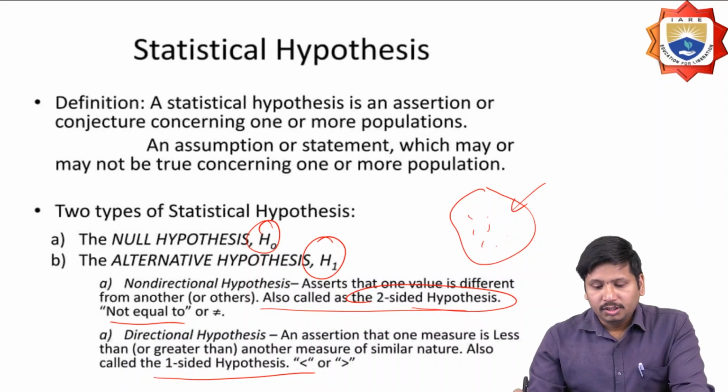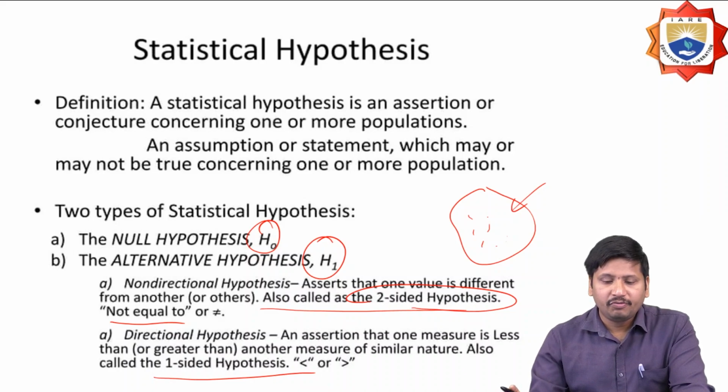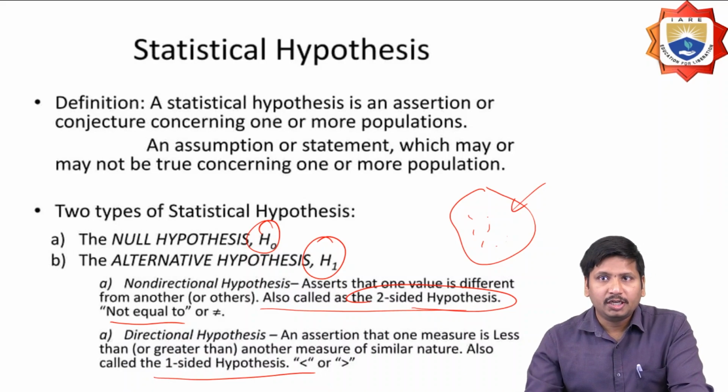Okay, so a statistical hypothesis is defined as an assertion or conjecture concerning one or more populations, or I can define it as an assumption or a statement which may or may not be true concerning one or more populations. And this is of two types, what I said, a null hypothesis and an alternative hypothesis. The null hypothesis is presented as H naught, and the alternative hypothesis is presented as H1.